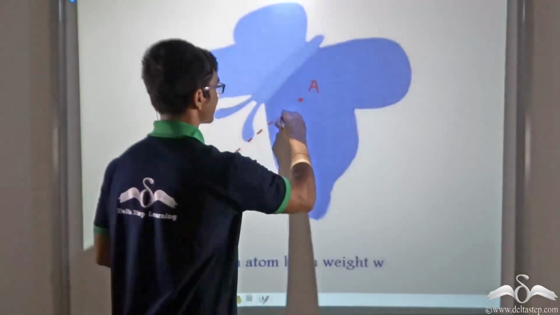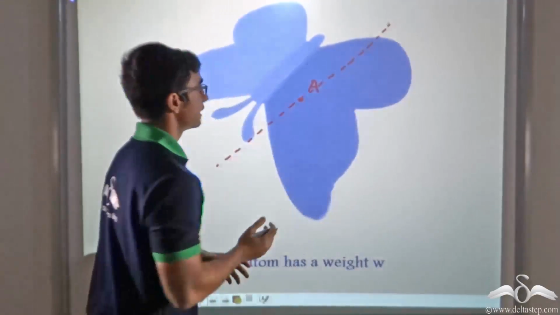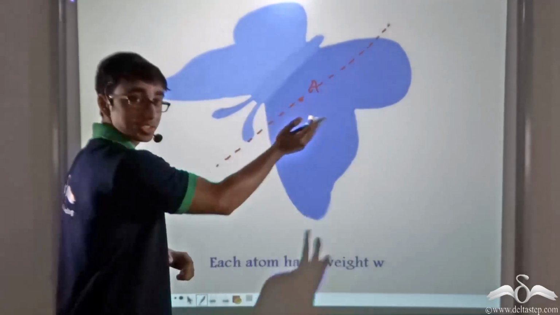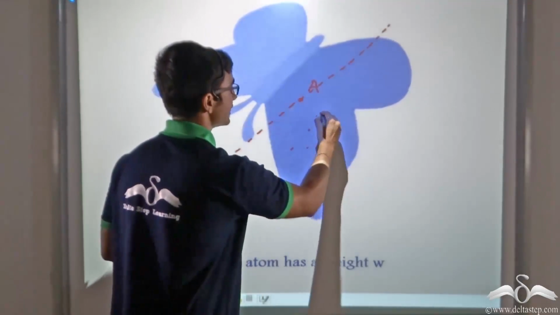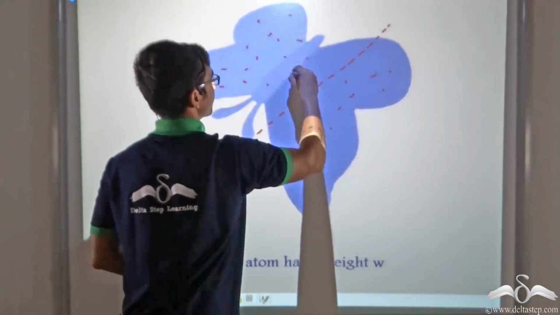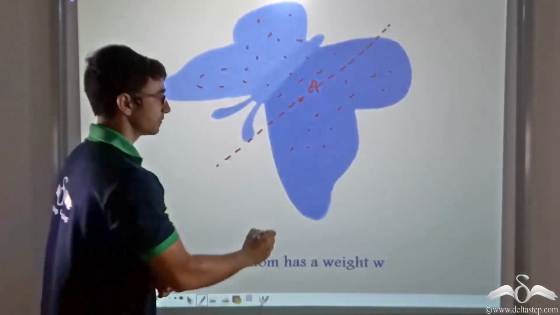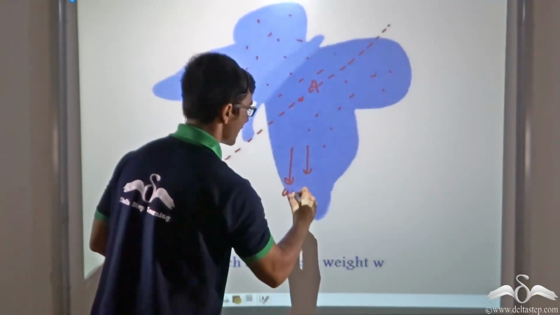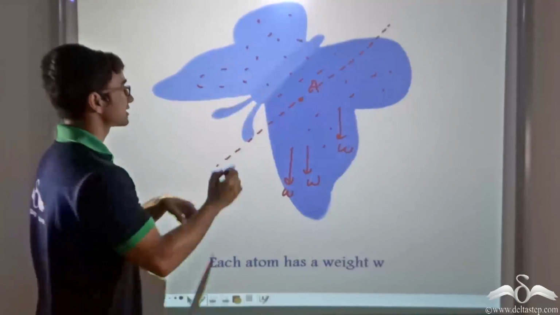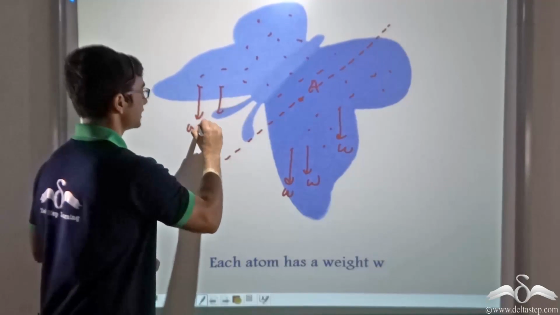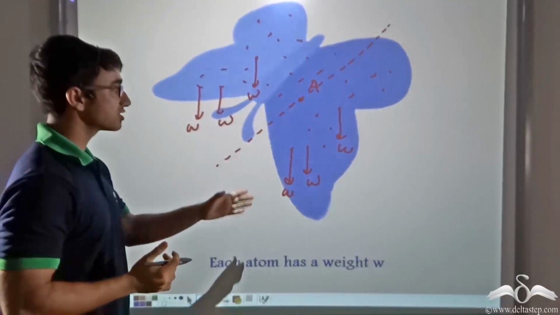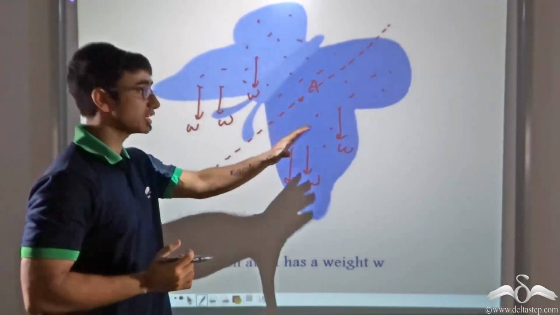Now if I draw an axis at A, I will find that there are more atoms on the left hand side of the axis than on the right hand side. So if I consider the atoms all around, I can clearly see that the force acting on the atoms on the right hand side is much less as compared to the force acting on all the atoms on the left hand side. Why? Because the number of atoms on the left hand side is much more.